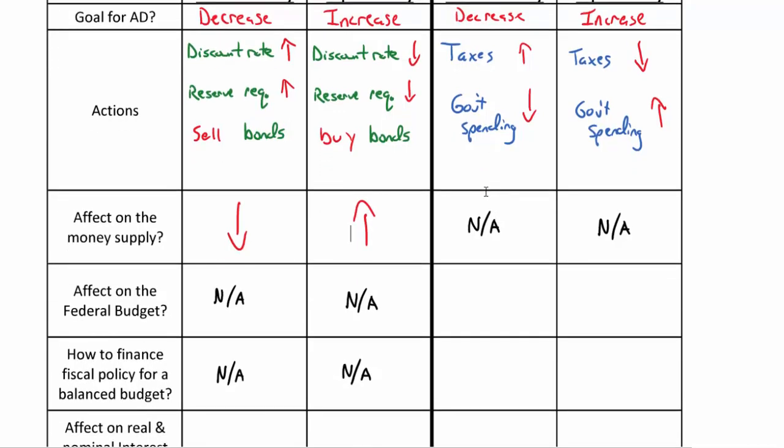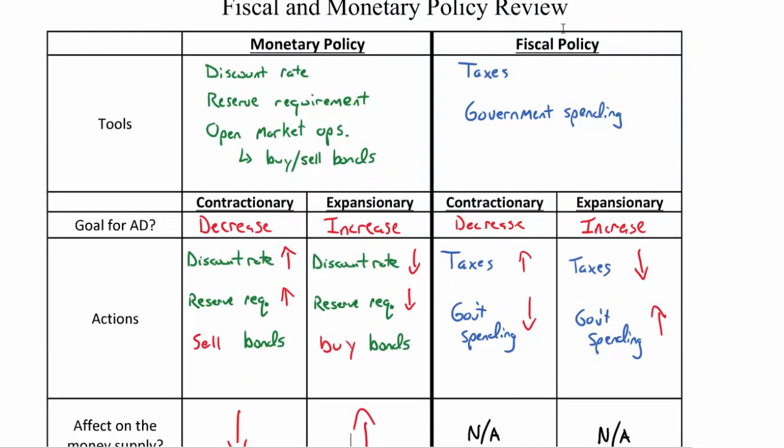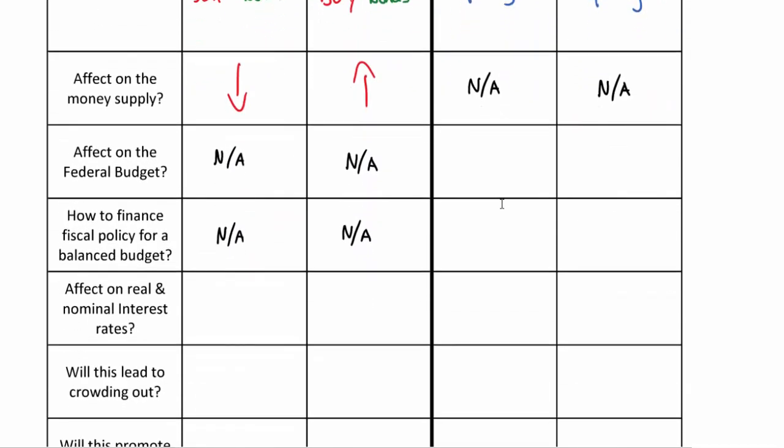The federal budget, if we pursue contractionary fiscal policy, so going back up here, if I have fiscal policy that's contractionary, I'm going to end up with a surplus, or it's going to go towards a surplus. I'll write that. Towards a surplus. And if I have expansionary policy, I'm going to go towards a deficit.